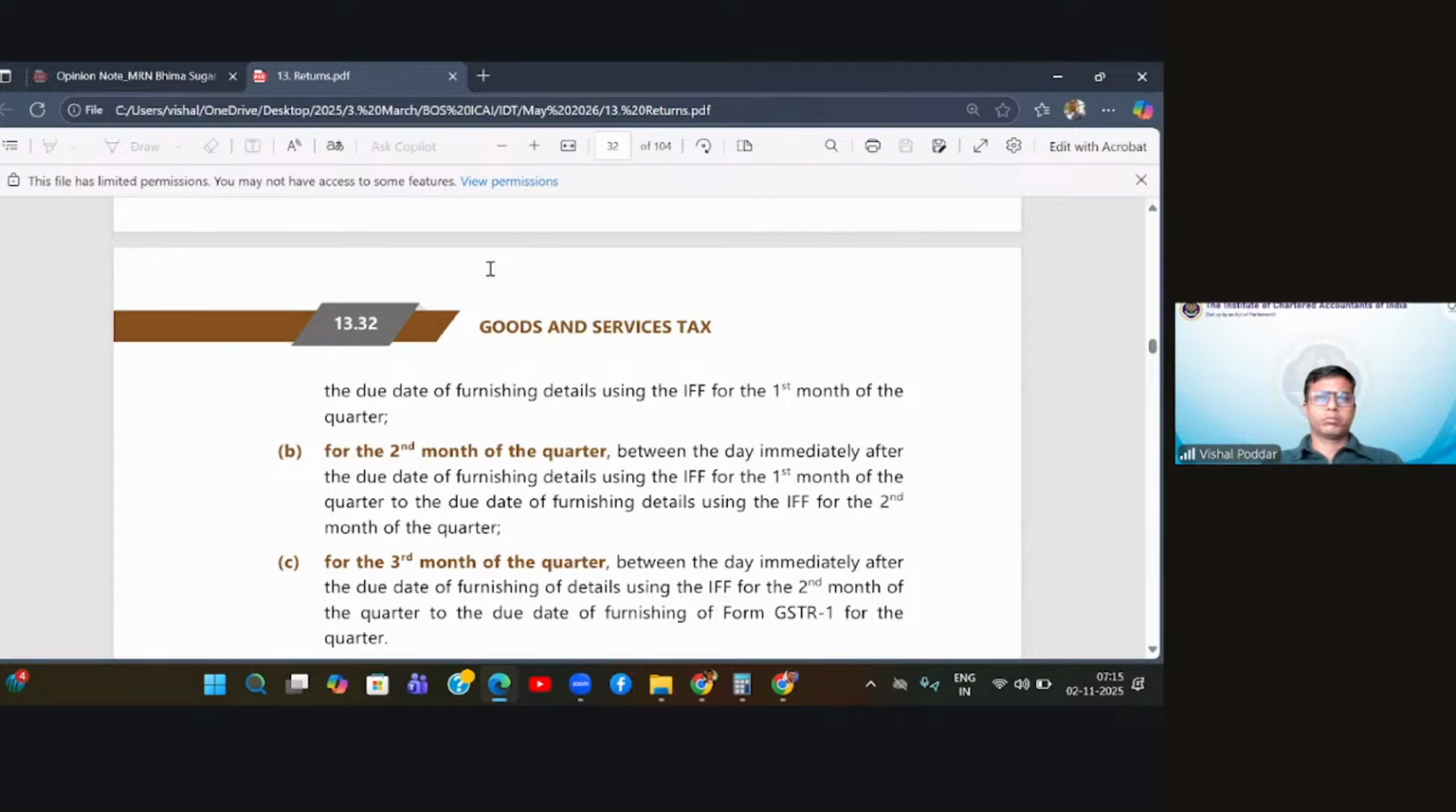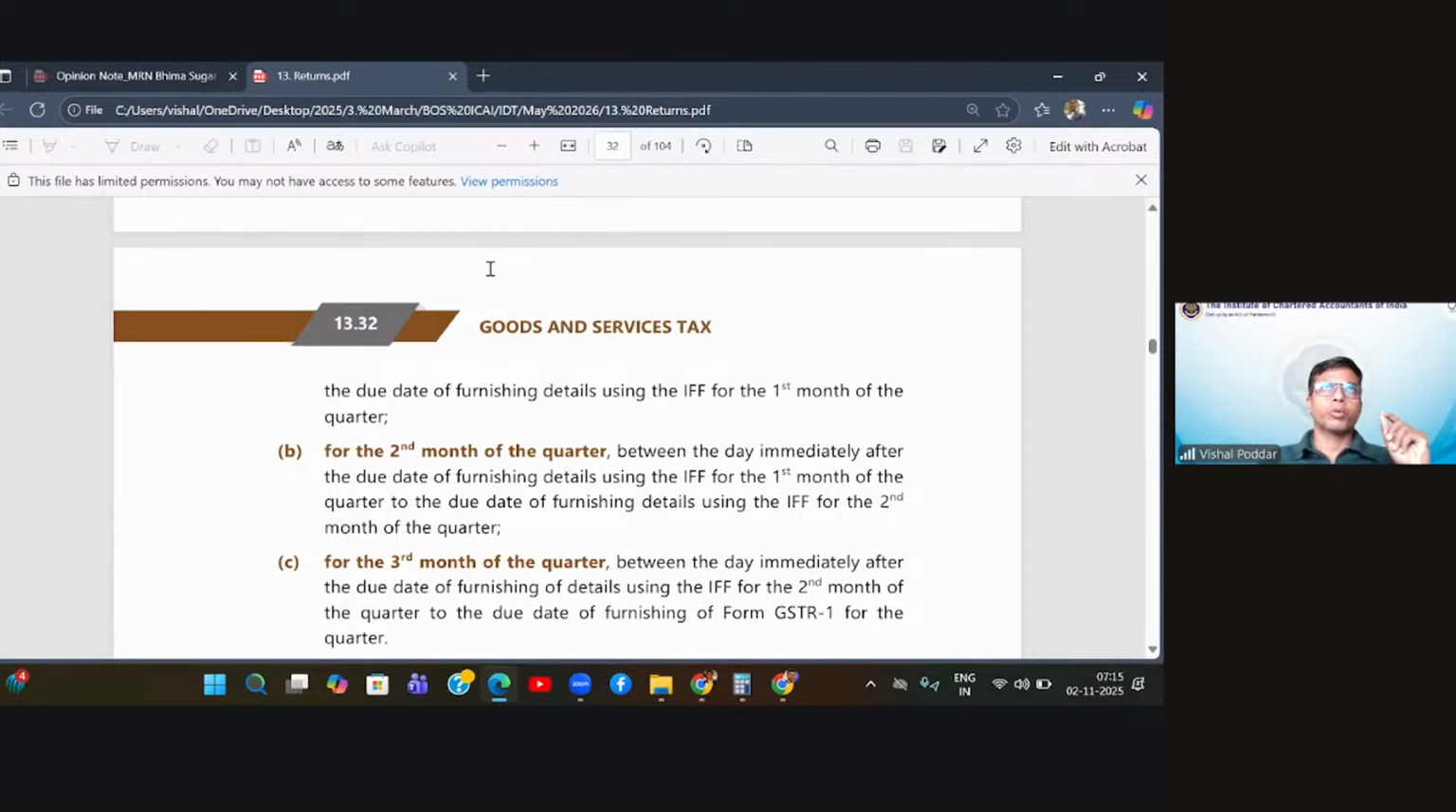For the second month of the quarter, between the day immediately after the due date of furnishing details using the IFF for the first month of the quarter to the due date of furnishing details using the IFF for the second month of the quarter. For the third month of the quarter, between the day immediately after the due date of furnishing of details using the IFF for the second month of the quarter to the due date of furnishing of Form GSTR1 for the quarter.